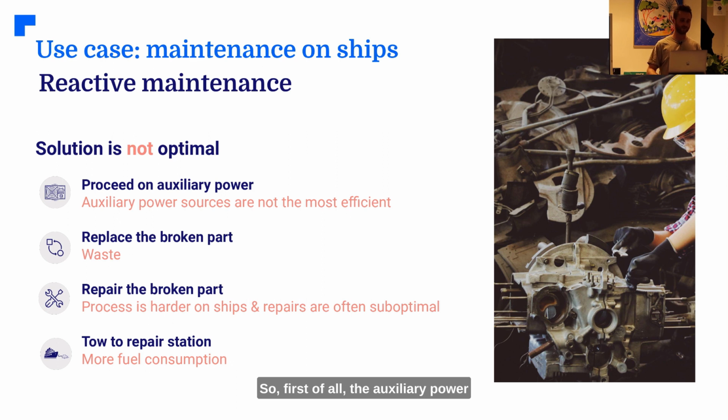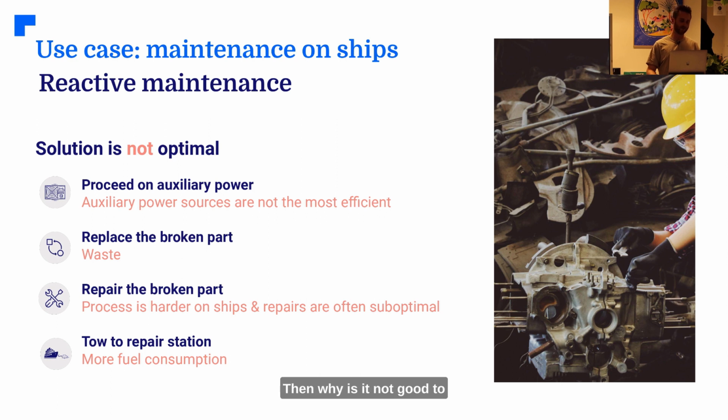Okay, so why is this not optimal? First of all, the auxiliary power sources are not the most efficient. Most shipping companies will not invest in both a good primary power source and an auxiliary power source, so they are not the most efficient. They will use more fuel, they will produce more emissions, so it's not ideal. Also, replacement leads to waste, which is not good for your waste pile.